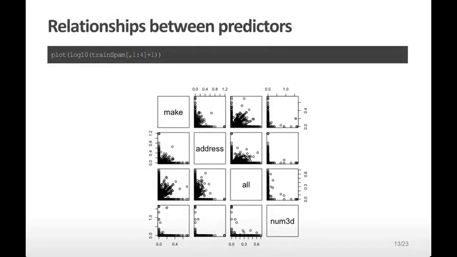We can also make plots that show the relationship between predictors. Here, we're plotting the first 4 columns of the training set by accessing those columns here with this subsetting command. We're taking the log of those values and adding 1, and again, plotting them versus each other. The way this plot works is that you see here the percentage of the times that make appears in the email versus the percentage of times the address appears in the email in this plot right here. It's the same plot right here, but with the axes reversed. You can see these plots appear for all of the different examples in the data set.